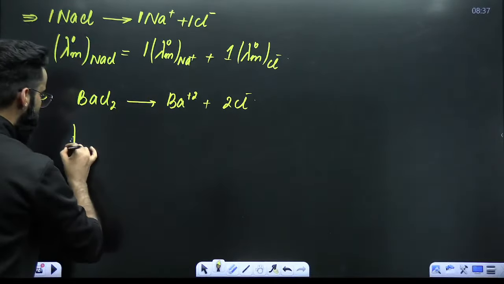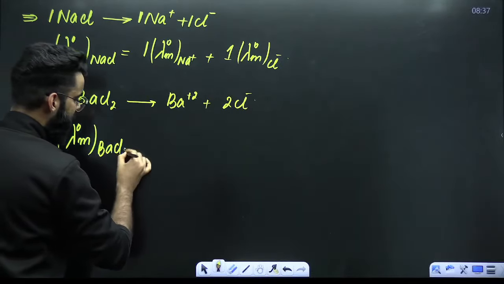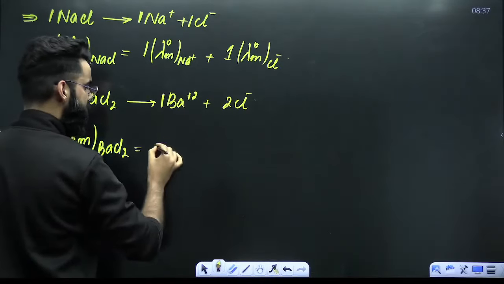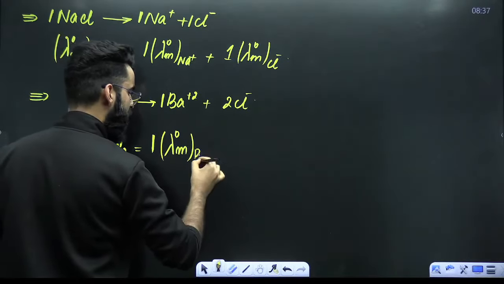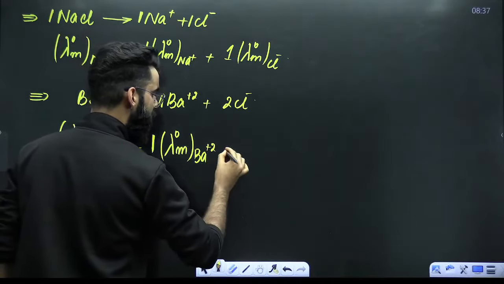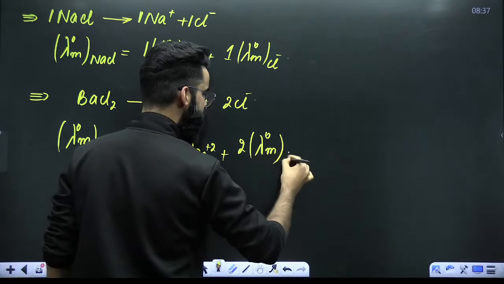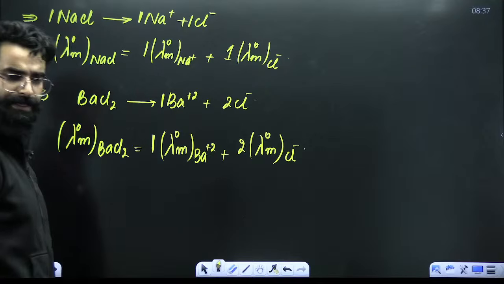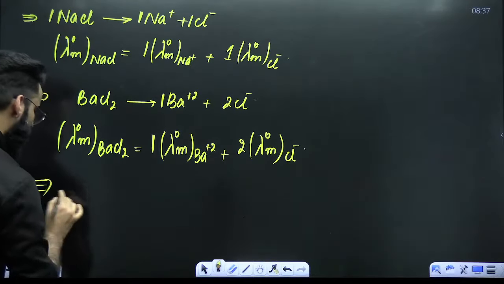Now, as per Kohlrausch's law, lambda naught m of BaCl2 will be equal to, the stoichiometric coefficient here is 1, so 1 multiplied by lambda naught m of Ba di positive plus 2 multiplied by lambda naught m of Cl negative. Correct? Perfect.